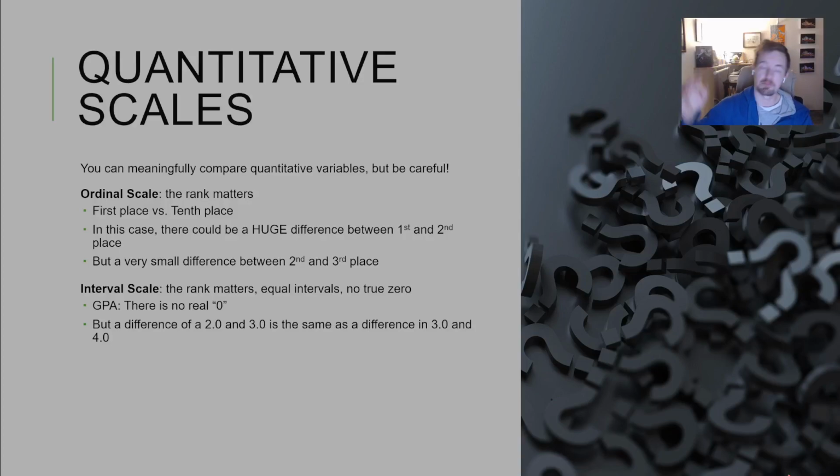We know the rank, but we don't know exactly, like, for example, if I said that I was working class and that you were middle class, I know that you make more money than me, but I don't know how much more. So that's ordinal scale.